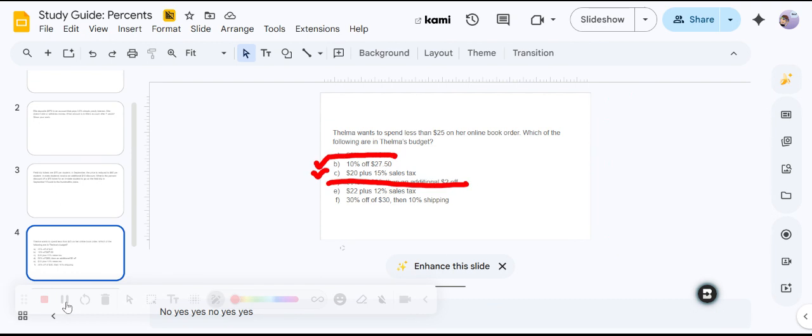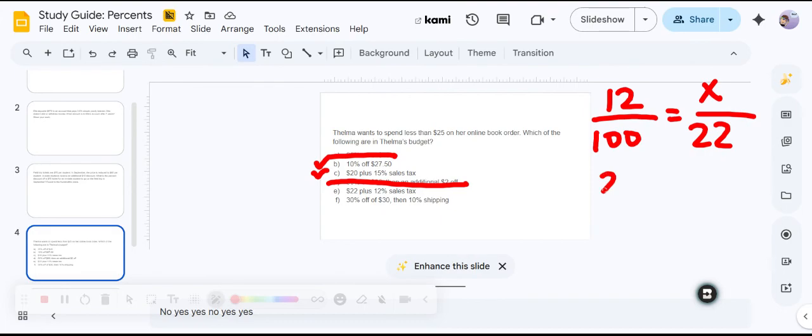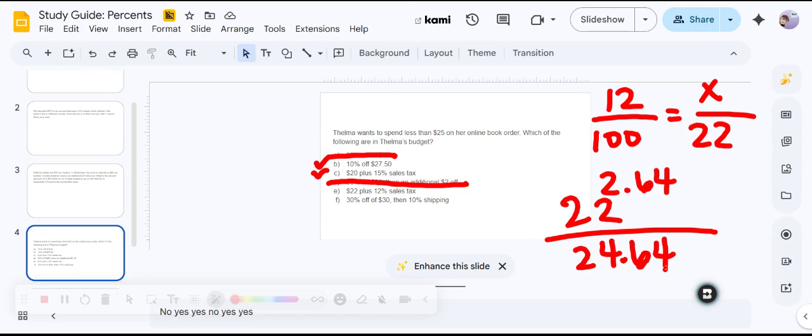Next, we have $22 plus a 12% sales tax. So let's find our sales tax. 12% of 22. We can do our L method if we want. That gets us $2.64. And then that adds on to our price, right? Sales tax makes it cost more. So we add $22 to our sales tax. That gives us $24.64. Is that under her $25 budget? Yes, E is fine.